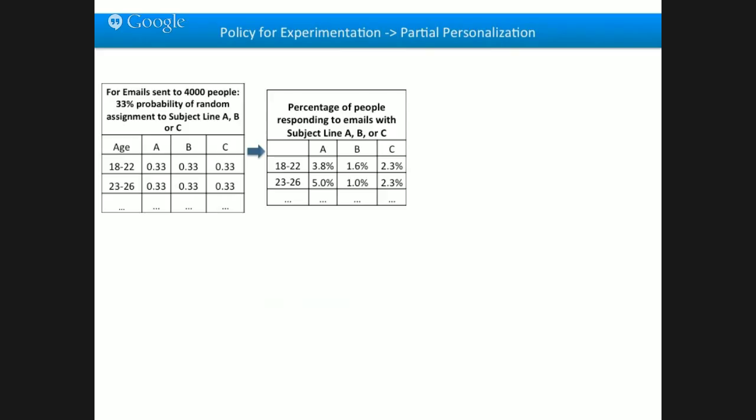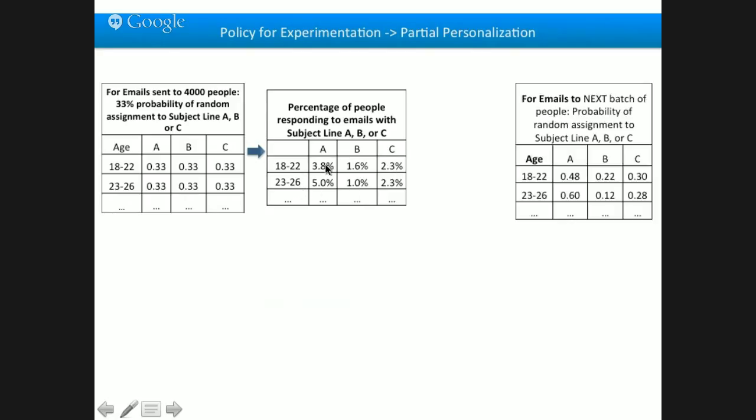Well, after I got data from people, I shouldn't have a prior anymore. I should have some kind of update. So the idea is, what I see is that 3.8% of people respond to subject line A, 1.6% to B, 2.3% to C. Maybe that varies a bit across people's ages or number of days active.